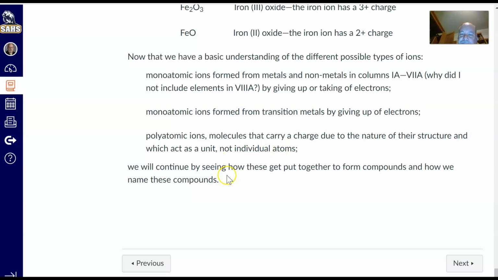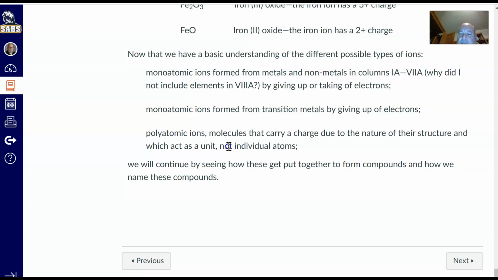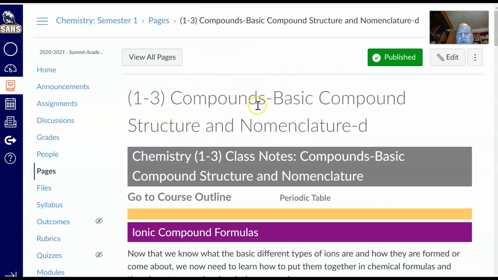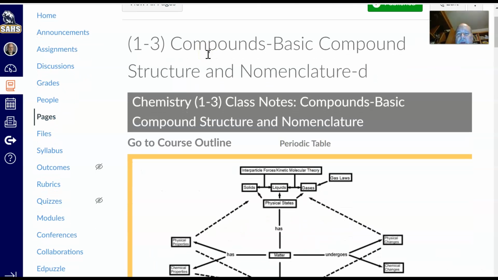Okay, so in the next page here, we're going to go to the next page of notes, and we'll see how to put these together to create the formulas for our ionic compounds.